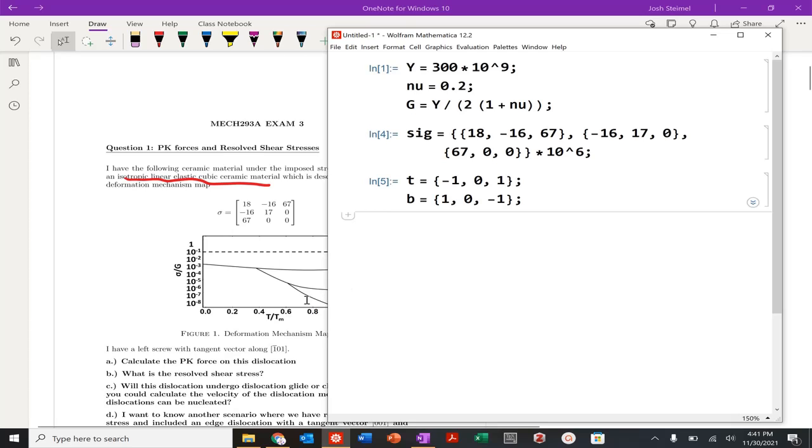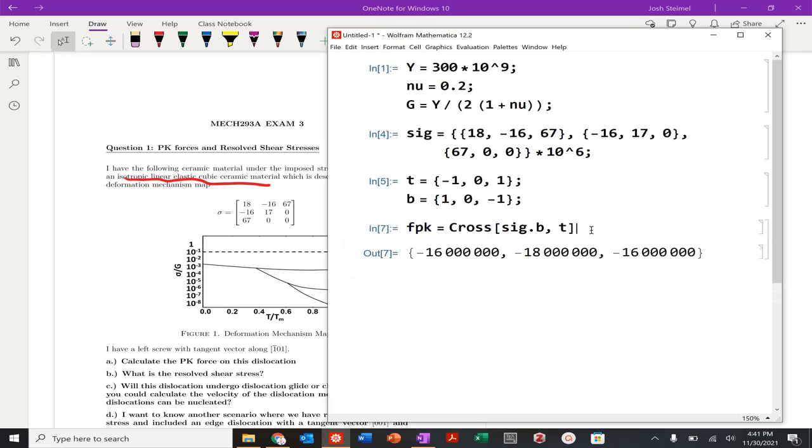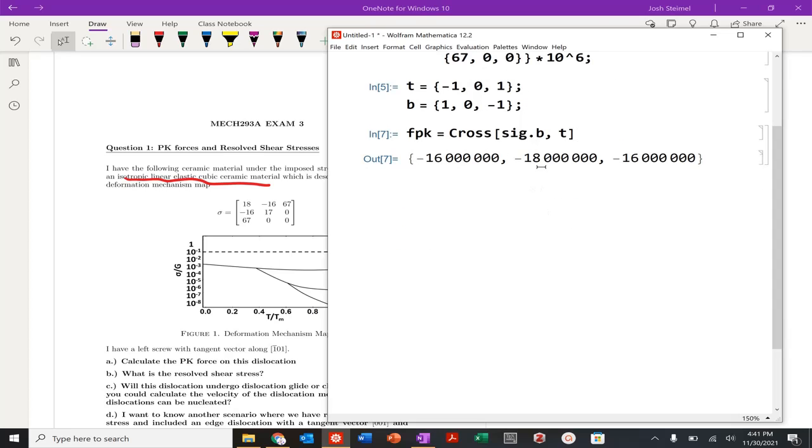Calculate the PK force on this dislocation. I know I could calculate the following. The PK force, F_PK, is going to be my stress sigma dot b, and then cross with t. So that will be my PK force. So there we go. Tangent vector, Burgers vector, we are good to go.